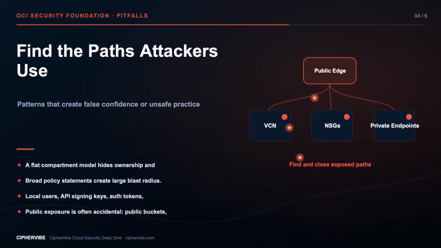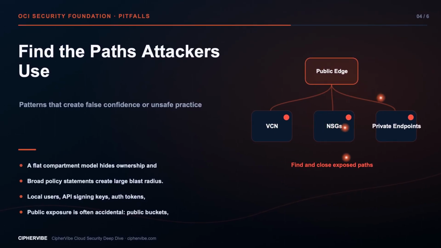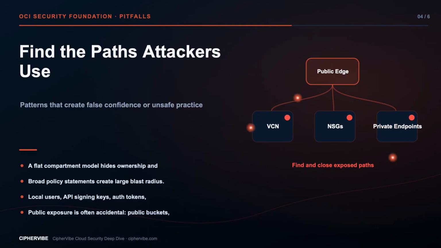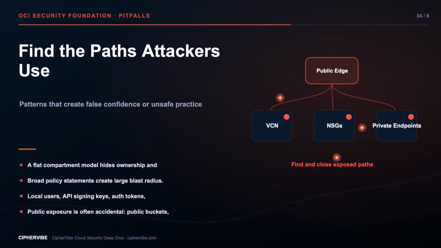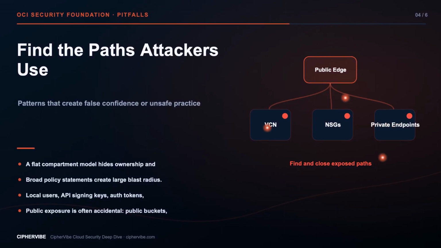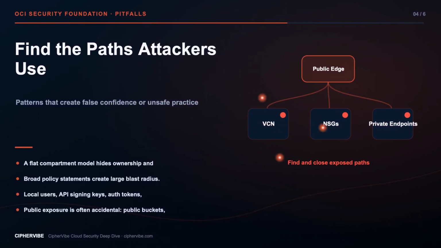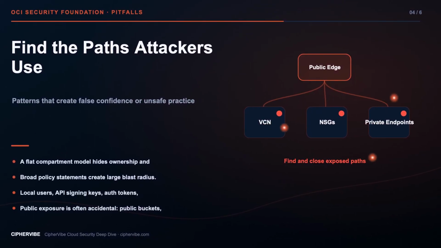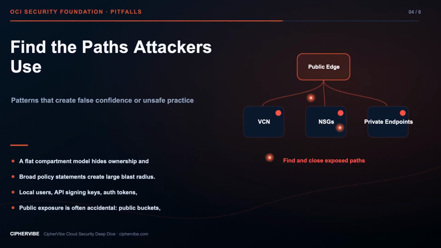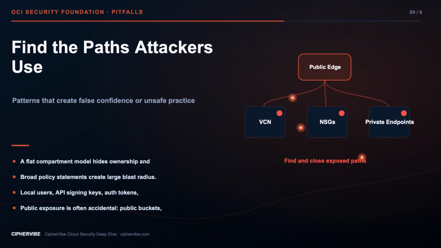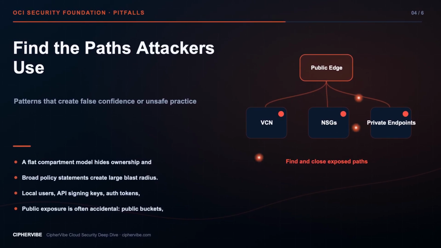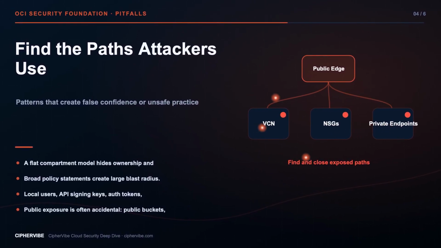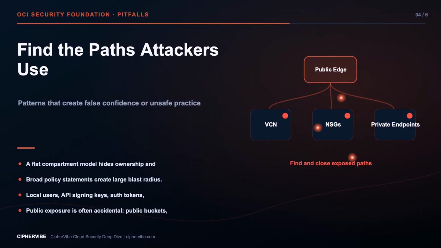Fourth, public exposure is often accidental. Public buckets, public load balancers, open security lists, permissive NSGs, unmanaged public IPs, exposed databases, and unrestricted bastion or SSH paths create avoidable entry points. Fifth, missing or mutable logs make response slow. If audit, logging, events, VCN flow logs, load balancer logs, database logs, Cloud Guard problems, and vulnerability findings are incomplete or poorly retained, responders cannot reconstruct what happened.